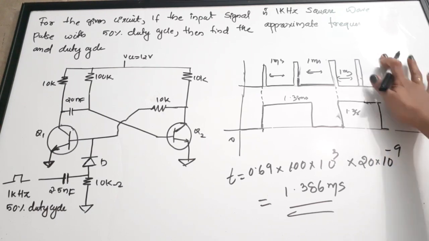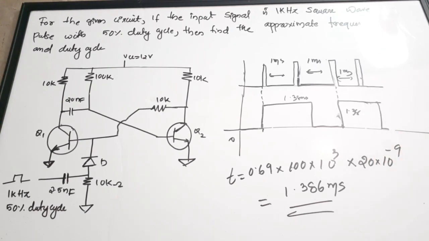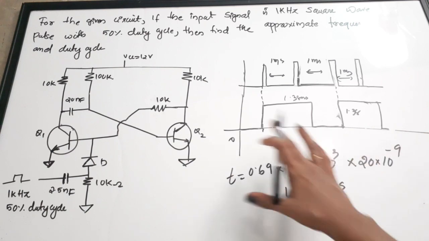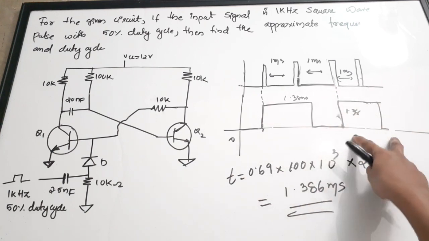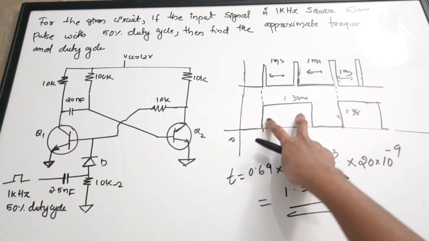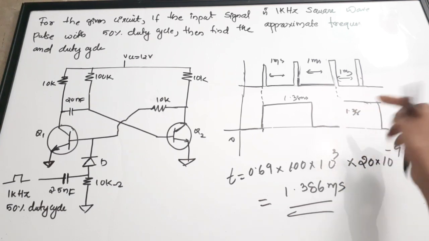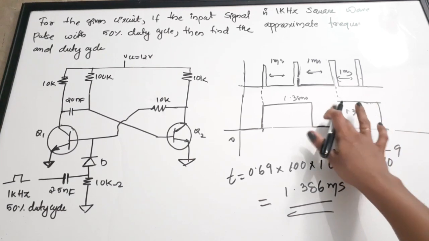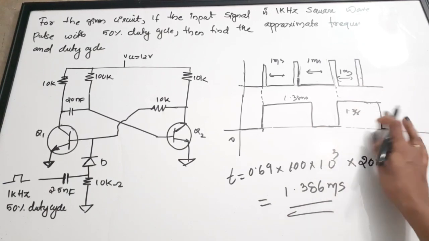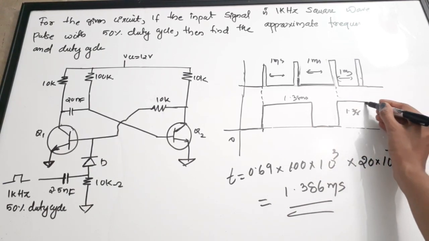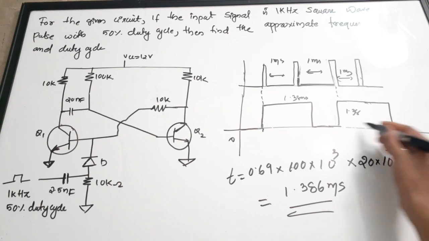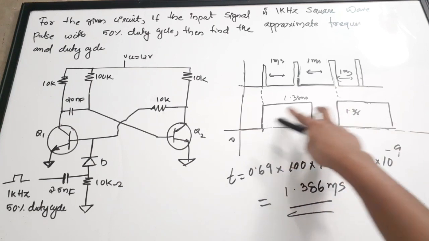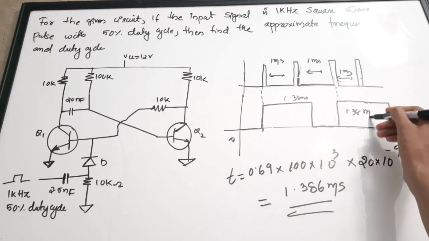We'll draw till here. So this is what the graph of the output waveform looks like. This is of equal width actually. Just consider that this is 1.38 milliseconds and this is also 1.38 milliseconds.